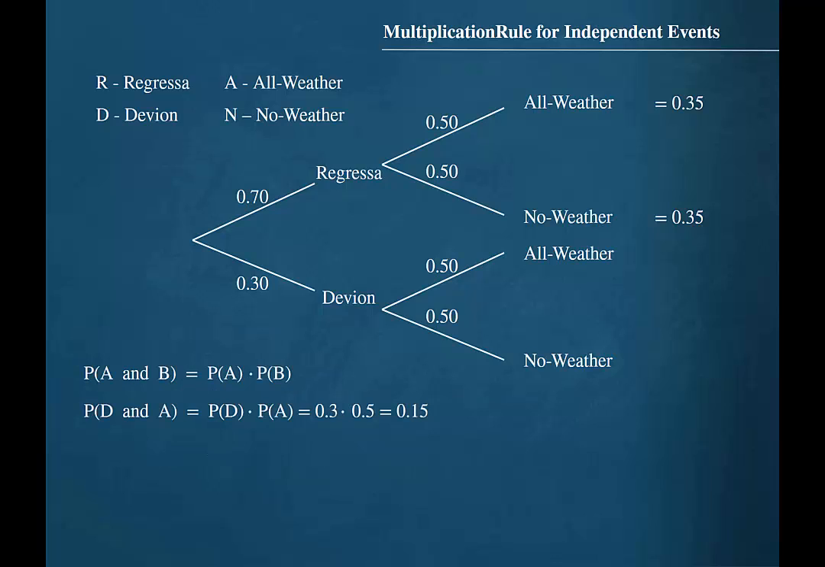Continuing this way, we have the probability that a customer will purchase a Devion with all-weather mats equal to 0.15, and the probability that a Devion with no weather mats will be purchased is also 0.15. The sum of all the branch probabilities will always be equal to 1. This makes sense since a customer of Statista Motors is certain to follow one of these sequences of events.